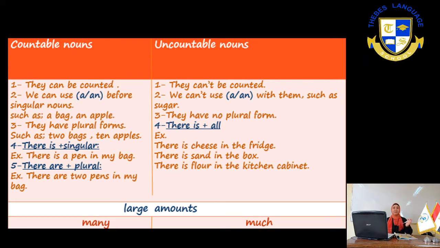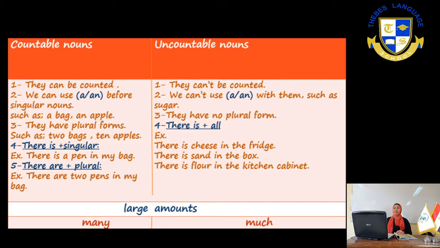Okay. Let's go to the uncountable. Uncountable, so the things you cannot count. The first, we are going to read together. Number 1, they cannot be counted. You can't count them. Number 2, we can't use a or an with them, such as sugar. Can you count sugar? Can you count sand? Can you count flour? The flour your mom used to make cupcakes, not the flowers, the other flowers, okay?